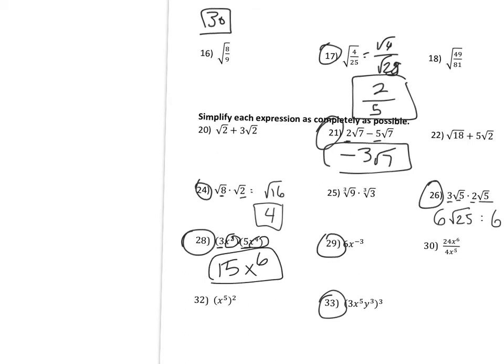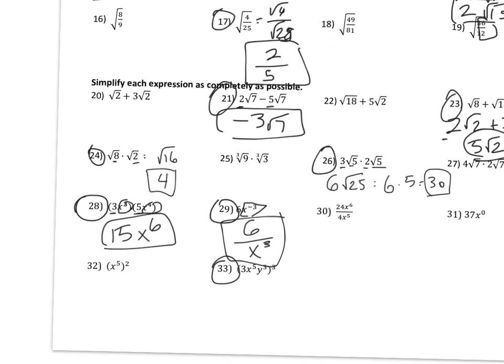Okay, 29. It looks pretty good because I can't really multiply, there's no addition or subtraction, but I have a negative exponent. So what you need to do is figure out what's being raised to the negative exponent. The only thing that's being raised to the negative exponent is that x. So that's the only thing that moves to the denominator. The 6 stays up in the numerator, and the denominator now becomes x to the 3rd with a positive 3 because I moved it from the numerator to the denominator.